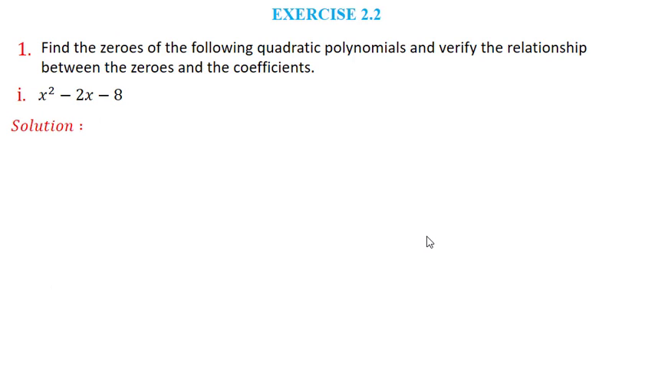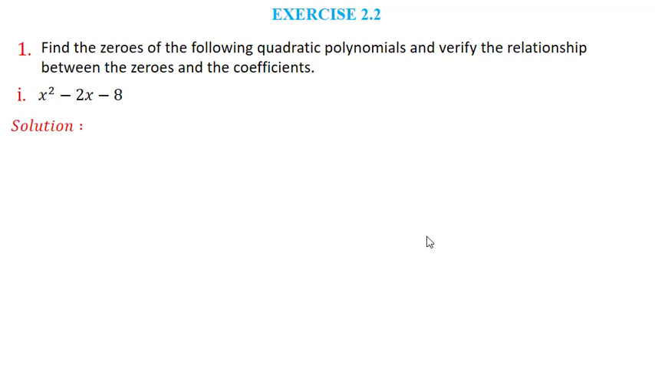Exercise 2.2. The first problem is: find the zeros of the following quadratic polynomial and verify the relation between the zeros and the coefficients. Now here I have to find the zeros, and how to find a zero, that we have already discussed in our previous standard, that is 9th class.